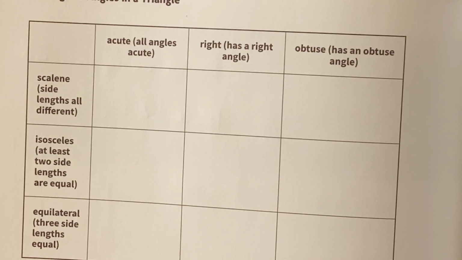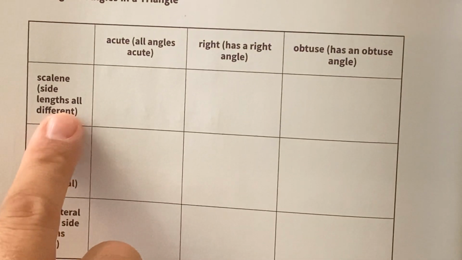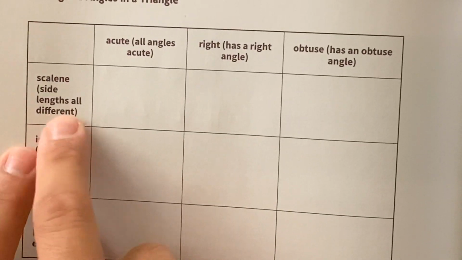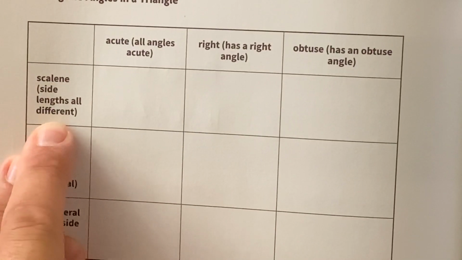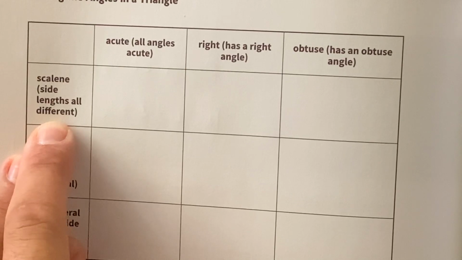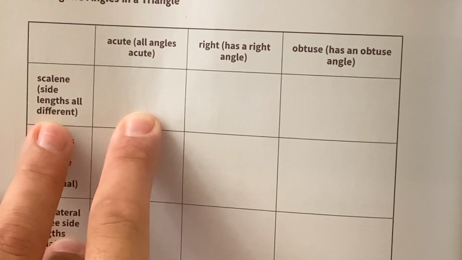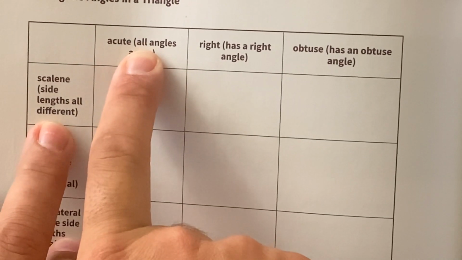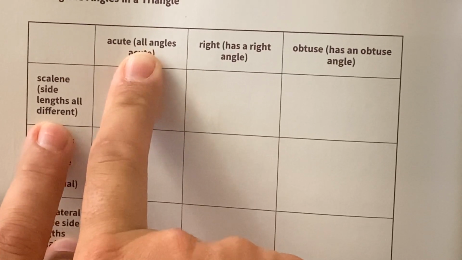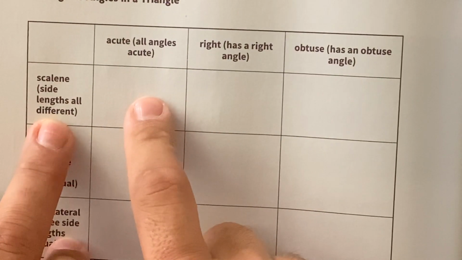Okay, so I'm going to give you a little time. So the first one is scalene. Can you draw a scalene triangle? It tells you what it means. It says all sides are different lengths with all acute angles. Everybody know what acute means? All angles less than 90, right? Cute little angles. Okay, all less than 90.